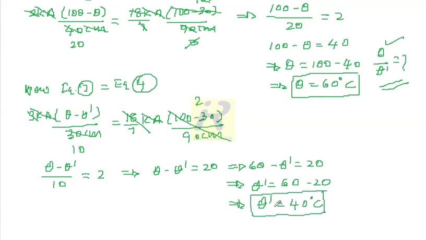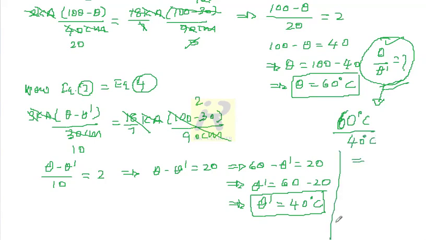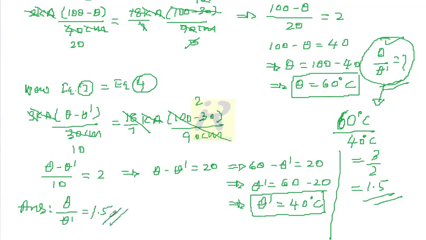Theta dash is 40. So finally theta by theta dash is to be found. This is the question that is asked. So theta divided by theta dash is 60 degrees Celsius divided by 40 degrees Celsius. Definitely the units get cancelled, and what is left is 3 divided by 2, which is 1.5. Then the answer you must write is theta divided by theta dash is equal to 1.5. This is the answer.